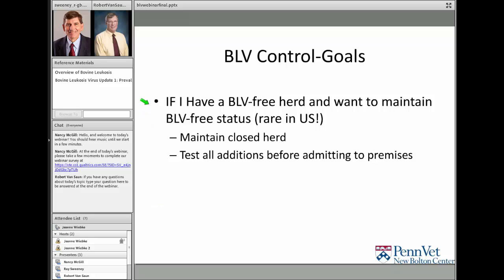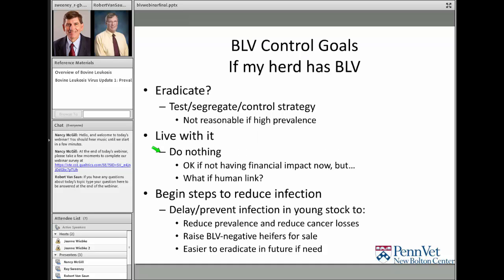If you happen to be one of those 10% or less that has a BLV-free herd, then you just really need to work to maintain that status, and that would require maintaining a closed herd so you don't purchase additions. Remember, if you purchase additions, there's a 50% likelihood that they're going to be infected. So if you are going to try to purchase additions, then they need to be tested before they are admitted to the premises and confirmed that they're negative for BLV.